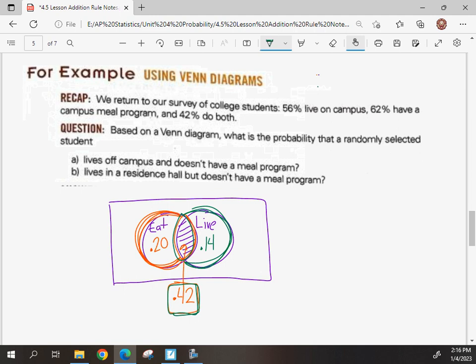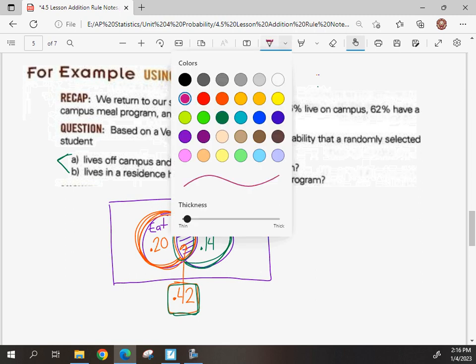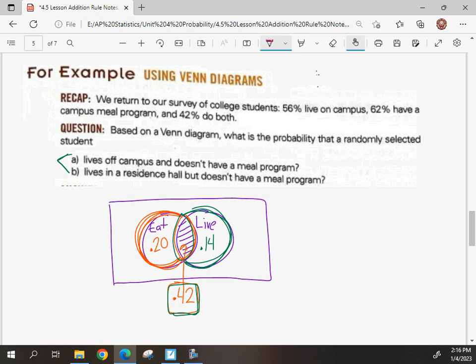And before we answer these new questions, I want to show you how we could have answered the previous question using a Venn diagram and not just the formula. Living on campus or having a meal program represents everything that's in one of these circles. Well, we have 20% there, 42% in the middle, and 14% in the rest of that circle. And if you were to add those up, we would get 0.76, just like we did using the formula.